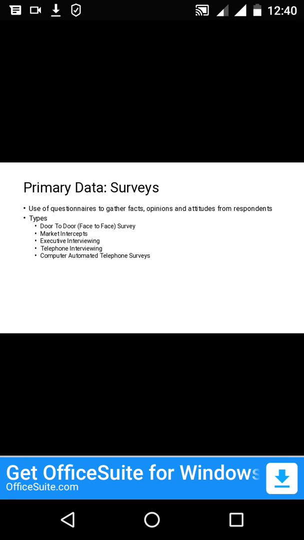So this is how computer automated telephone surveys work, which you must have witnessed in your dealings with various mobile service providers, also in your dealings with insurance firms, and in your dealings with banks also. So these are all examples of computer automated telephone surveys.